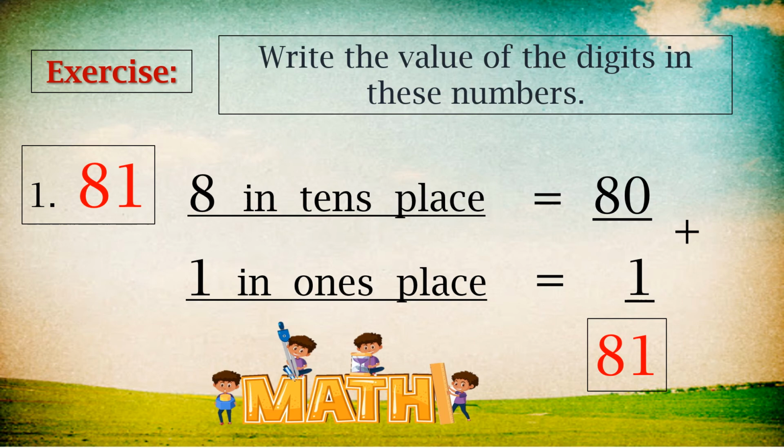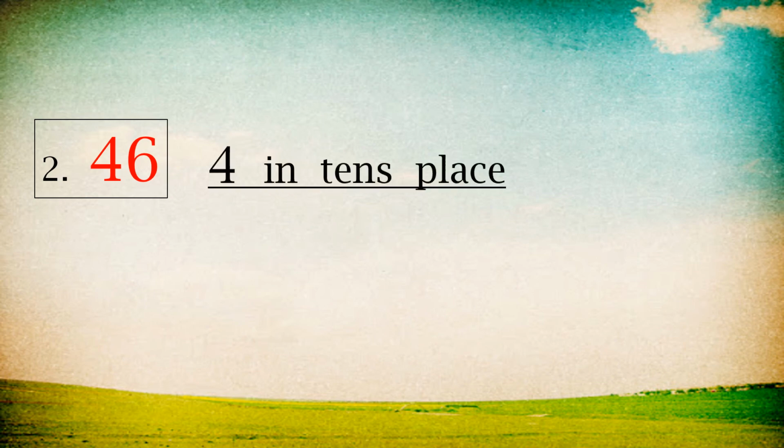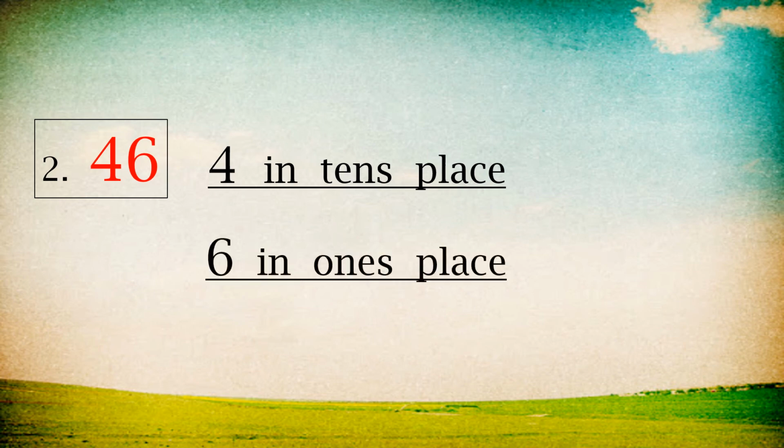Did you get it right, kids? Great job. All right. Let's see more examples. 46. In number 46, how many tens are there? Good job. There are 4 tens. So 4 is in tens place, 4 tens. And how many ones are there? 6 in ones place. 6 ones.